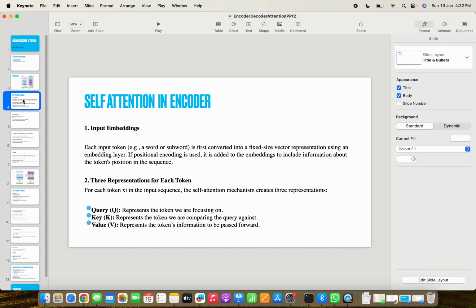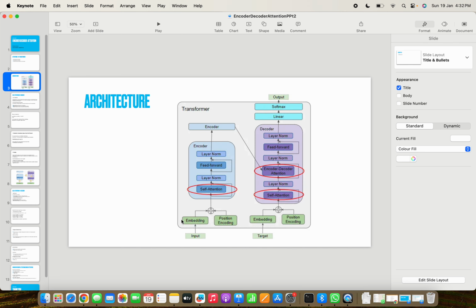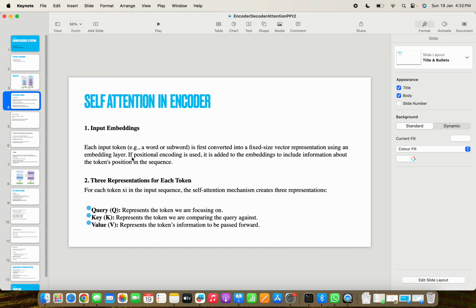Now we will go towards how self-attention in the encoder works. The first concept that we have seen here is the embedding part, that is the input embedding. Each input token, that is a word or a subword, is first converted into a fixed-size vector representation using an embedding layer. That is the nature of an embedding layer, to convert it into a vector. If positional encodings are used in the code, then they are added to the embedding to include the information about the token's position in the sequence.